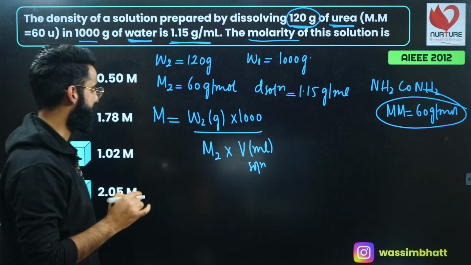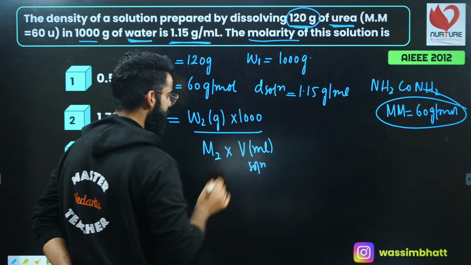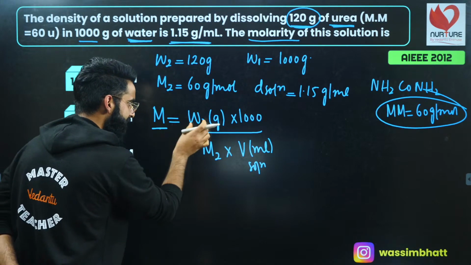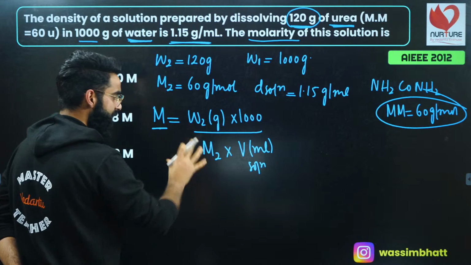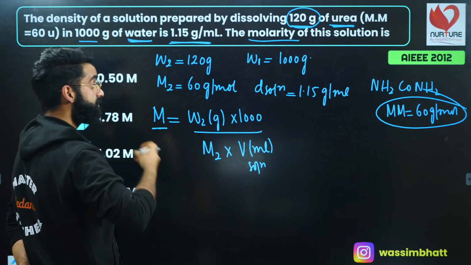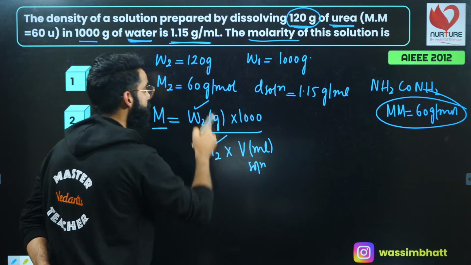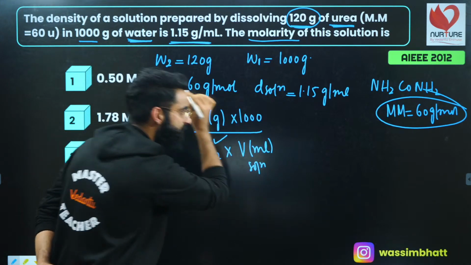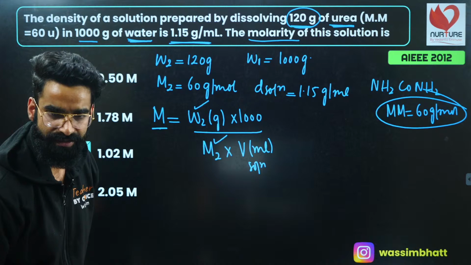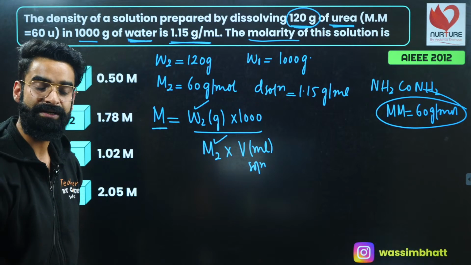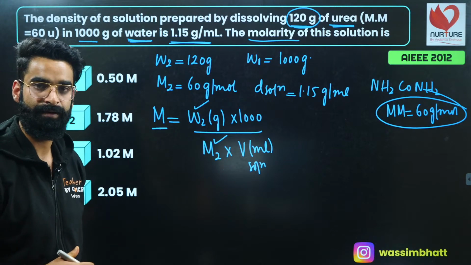Now we will see. First thing, see what all parameters are given to me. In order to calculate molarity, I need W2, I need M2, I need V. Among these parameters, what all parameters already I have? I have the value of W2, 120. I have the value of M2, that's 60. But I do not have this volume of solution. Now it's the time to calculate the volume of the solution. The point is how to calculate the volume of the solution, right?